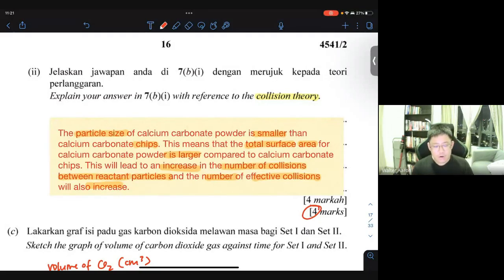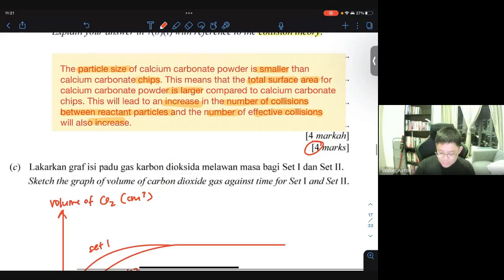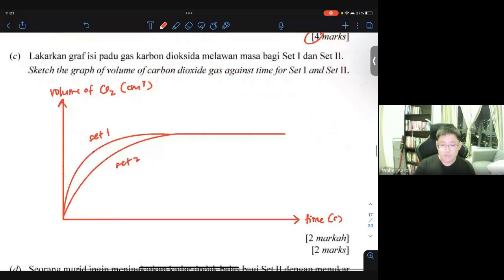And then they ask you to sketch a graph of the volume of carbon dioxide gas obtained against time for set 1 and set 2. This is how it looks. Very simple. As long as you can show a steeper gradient for set 1 compared to set 2, but make sure you remember they both end at the same point, the same level, because the volume of gas collected is supposed to be the same.